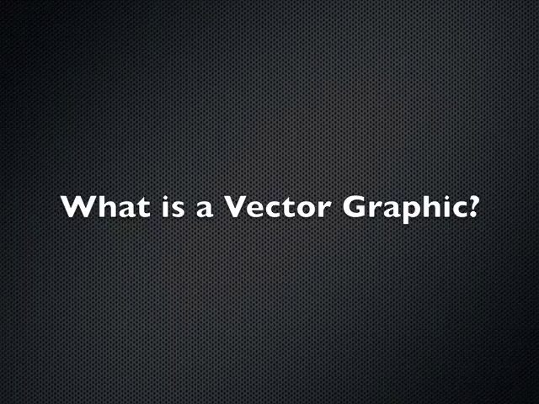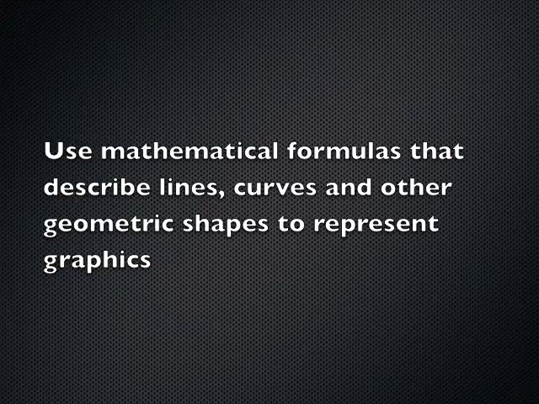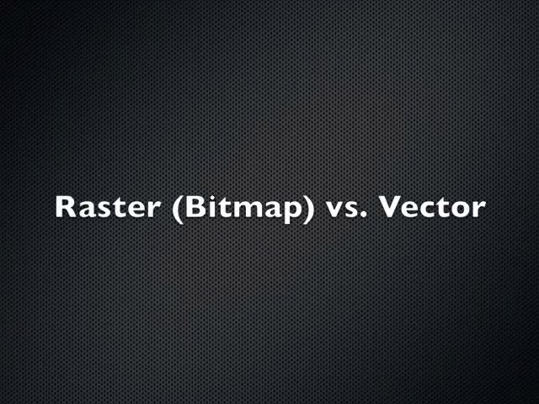What is a vector graphic? A vector graphic uses mathematical formulas that describe lines, curves, and other geometric shapes to represent graphics. So what's the difference then between raster images and vector images?